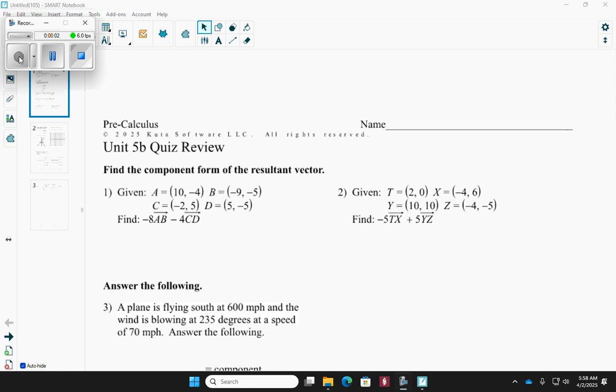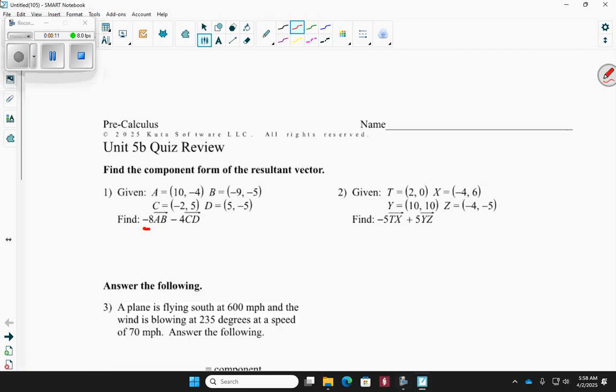Okay, pre-cal students, let's go over the Unit 5B quiz review. Our first question is something that you've seen before. We have to do this operation. However, we've got to find out the components for both A and B.